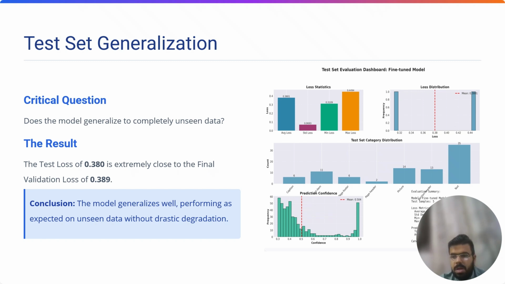These are the loss bar charts highlighting the max loss and minimum loss on the test set, and these are the test data distribution. These bar charts show how many text objects and how many pictures there were in the test set. These are highlighted there.